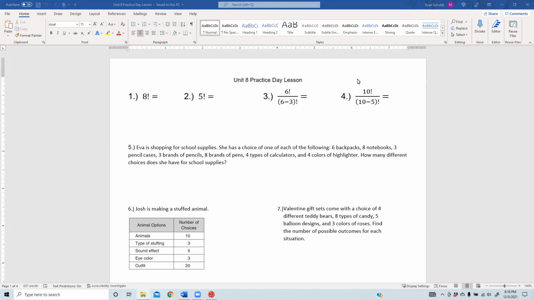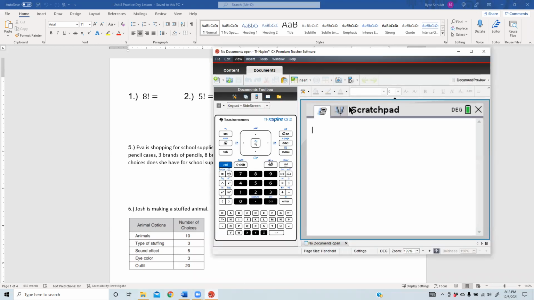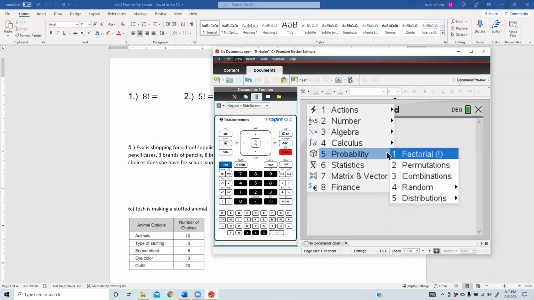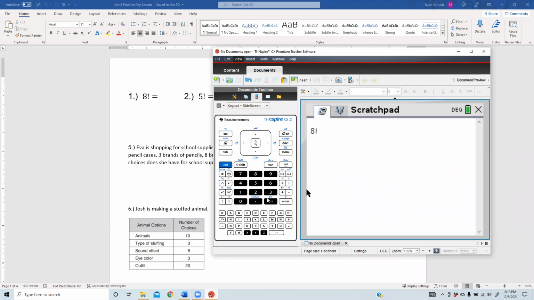Anyways, first thing I want to do before we really get too far into it is talk about our calculator. So on said calculator, there's a couple of different ways. Number one wants us to do 8 factorial. Certainly one way you can do it is do 8, then hit menu, go to 5 for probability and 1 for factorial. That'll get you 40,320.